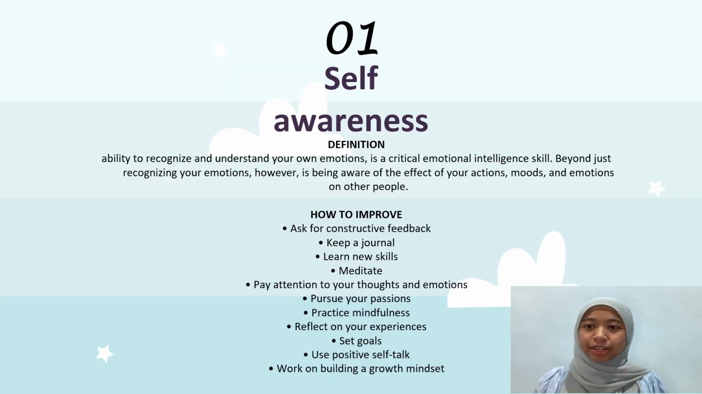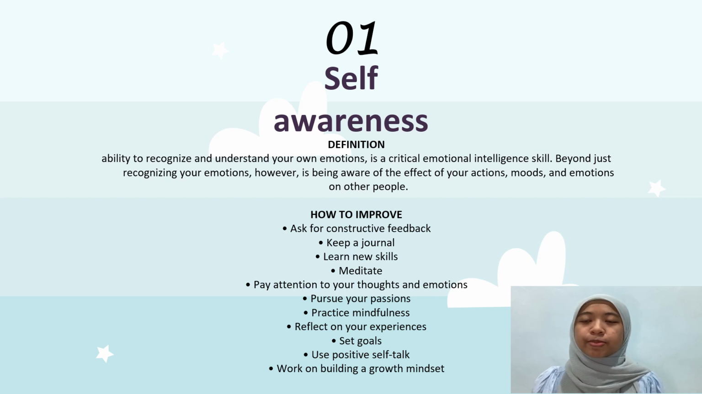So I'll elaborate more about the first type of emotional intelligence, which is self-awareness. Self-awareness is actually the ability for someone to understand and know their own emotions. And it's not just knowing your emotions, it's actually knowing the effects of your emotions, moods, and actions on other people. And how can you improve your self-awareness?